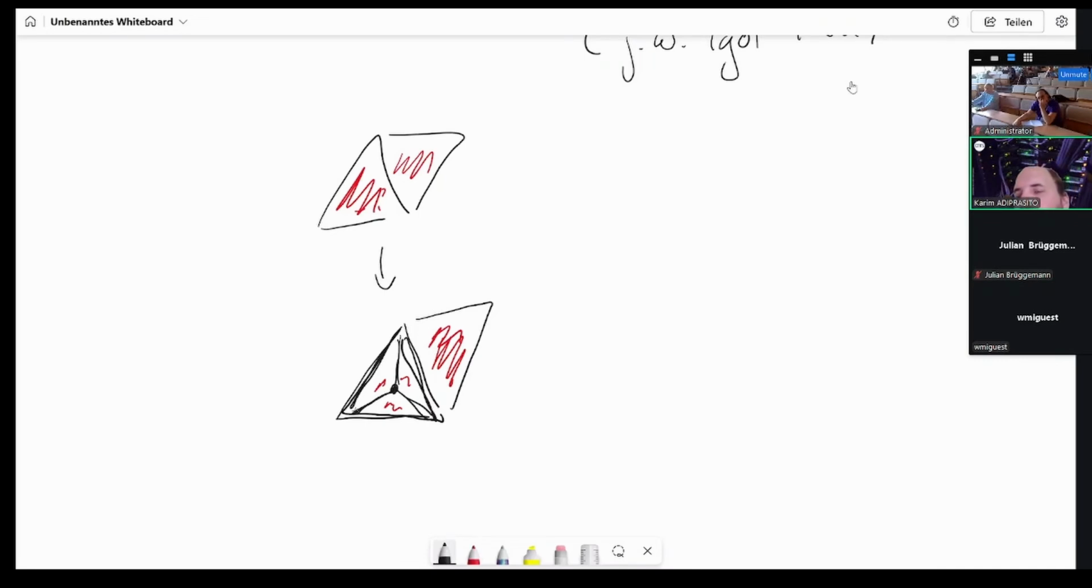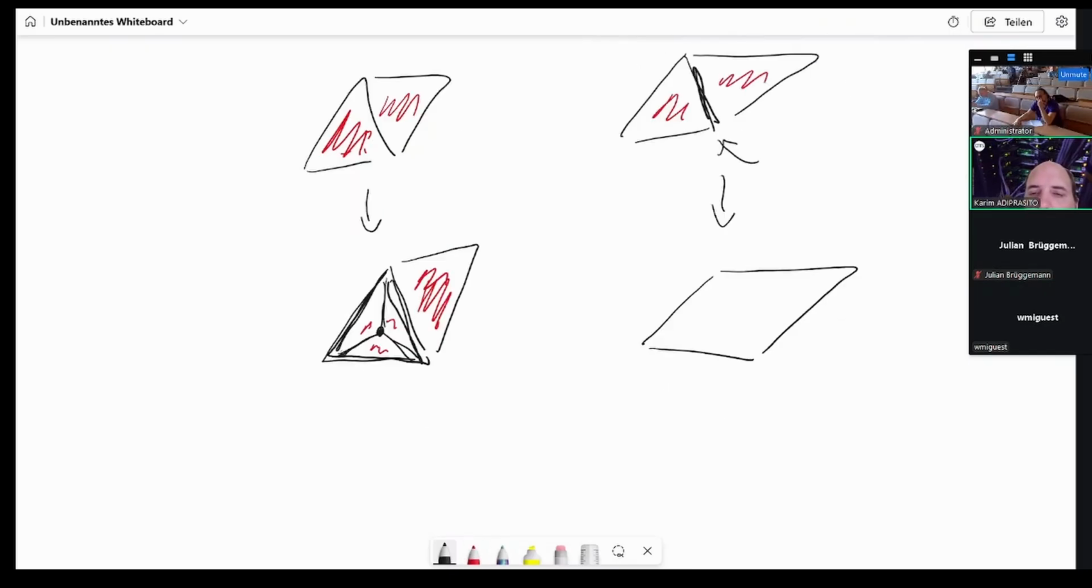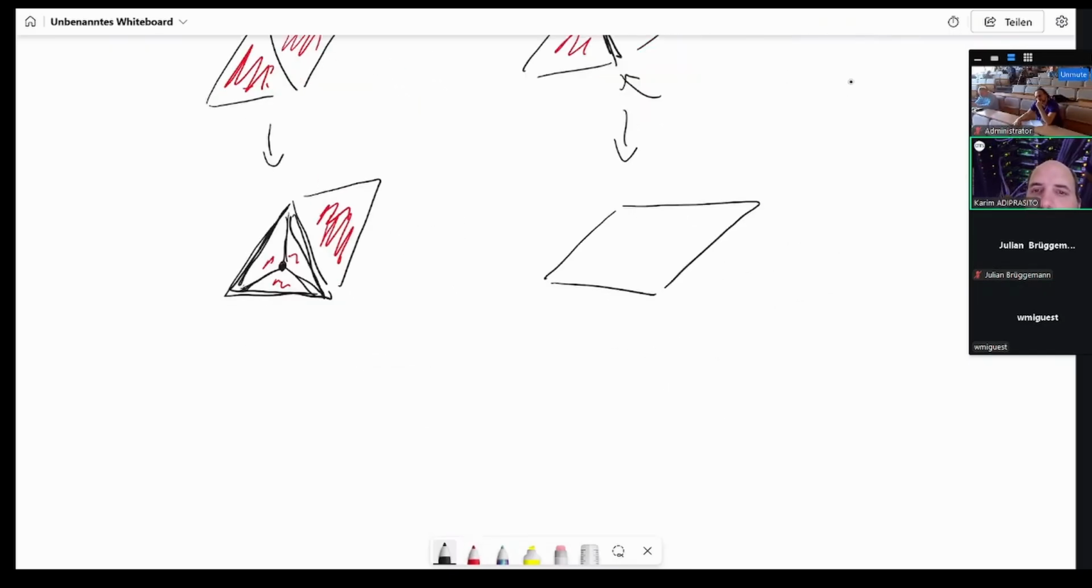But I could also remove any other face and perform this procedure. I could have also said, well, I take this edge here, and this is the face I remove. Then I have this hole, and I fill it in again to preserve the topology, like this, by coning over the boundary of the hole that I have left.